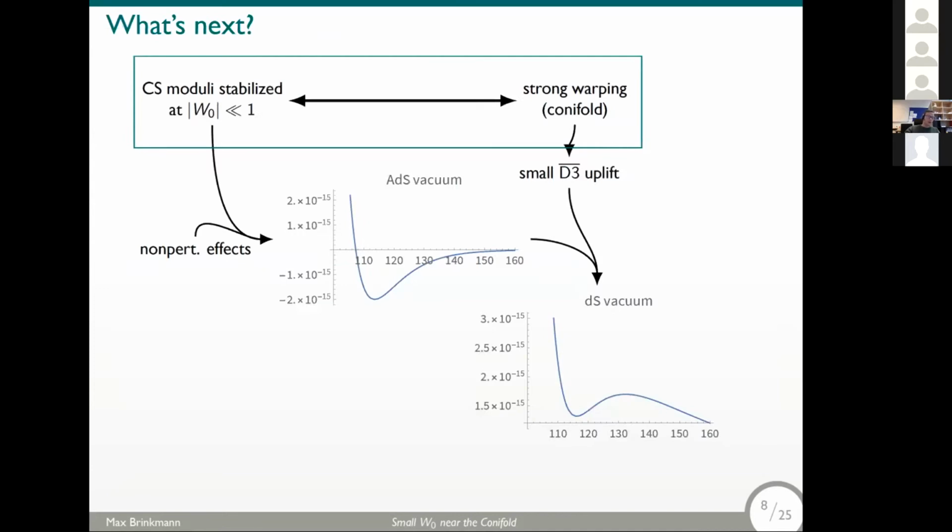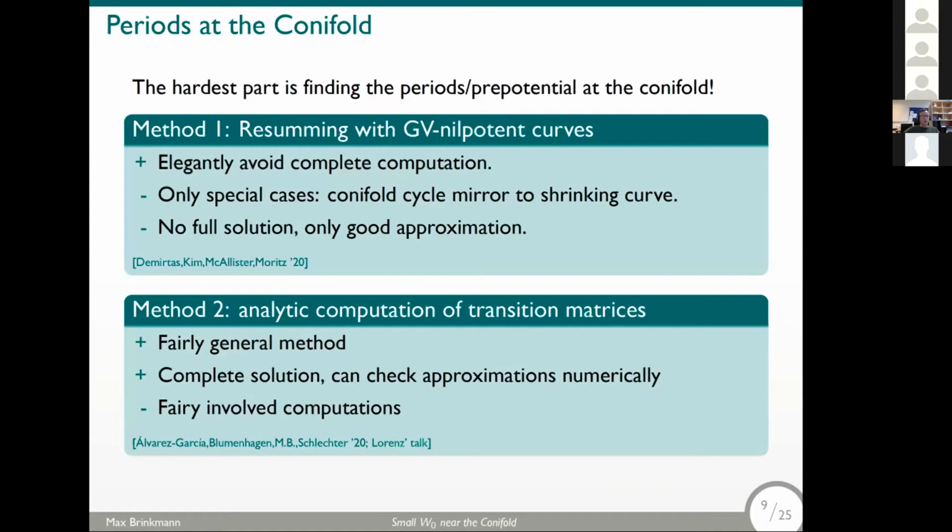Now, this was the stabilization to W0 smaller than 1 at the large complex structure point. Now we want to look at how to go to the conifold with this. Actually, the hardest part, which Lorenz talked about, is finding the periods and the prepotential at the conifold. I just want to mention, for those who came later or want to watch this on YouTube, the difference between the two methods that DKMM and we used to determine these periods and prepotential.